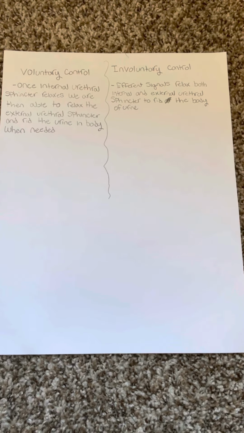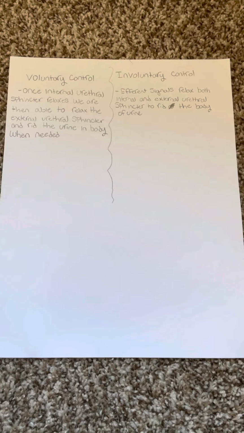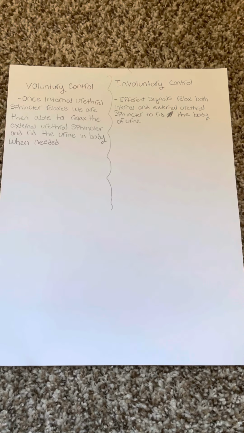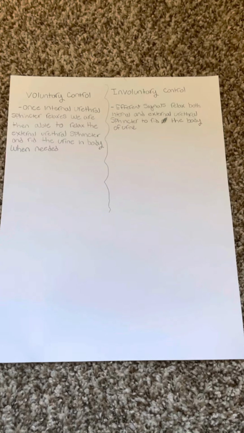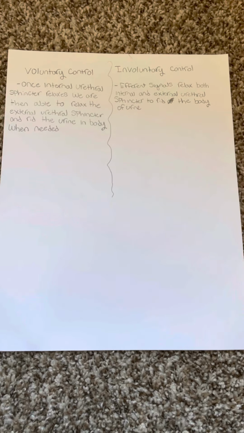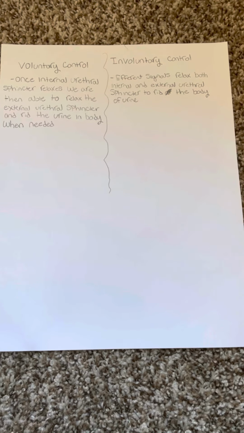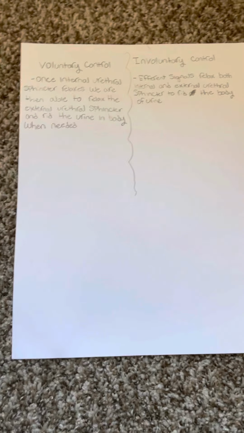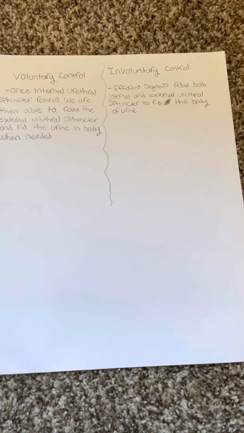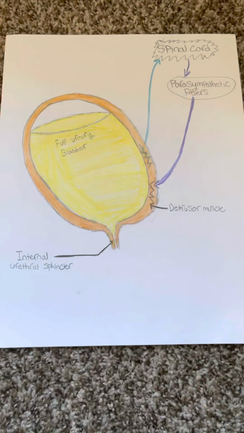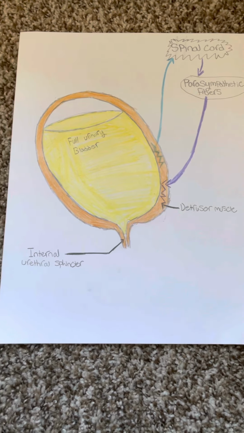Involuntary control is when the efferent signals relax both the internal and external urethral sphincter, and it rids the body of urine at that time. It doesn't wait till we are ready, it just goes at that time, which is more so seen in children who are being potty trained, because they have to learn to control that reaction. And that is my presentation of the Micturition process. Thank you.